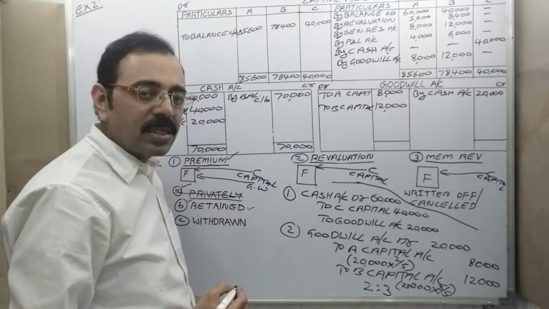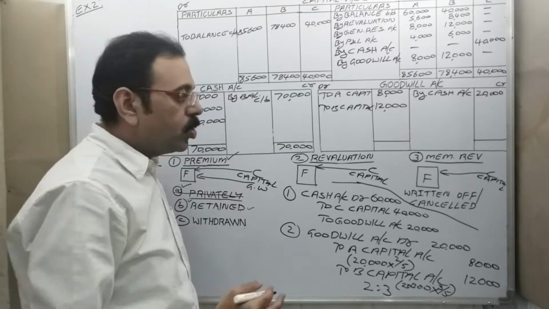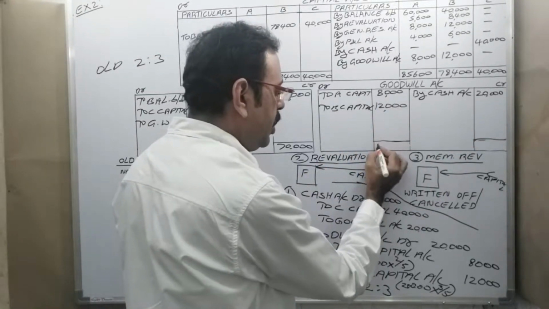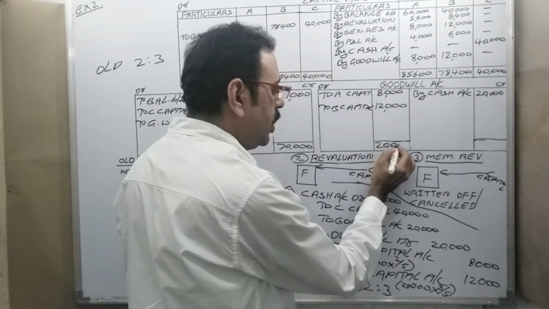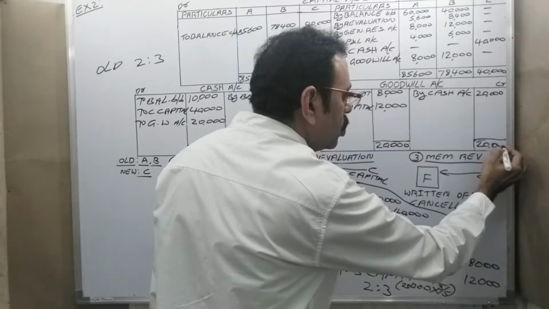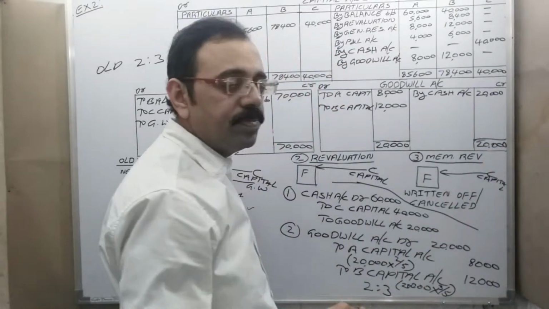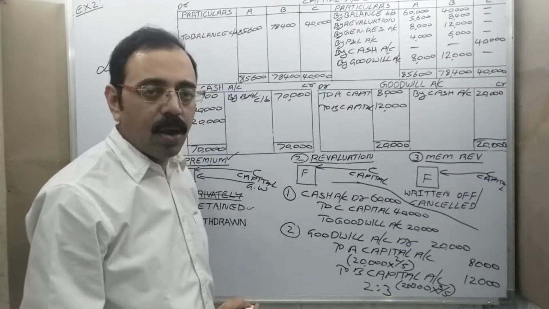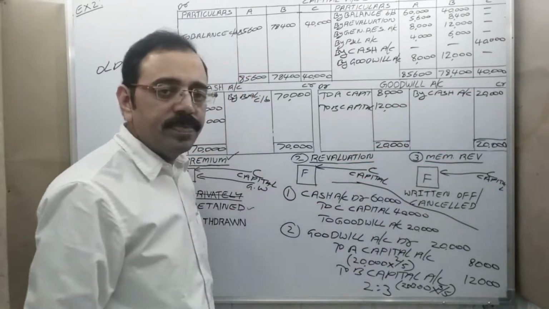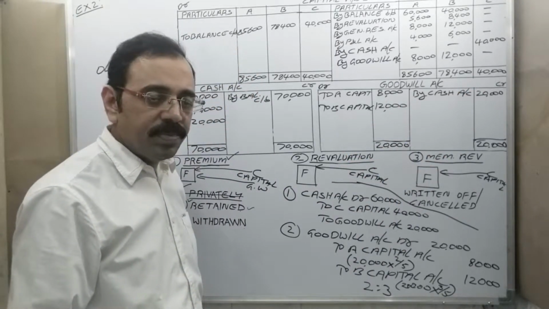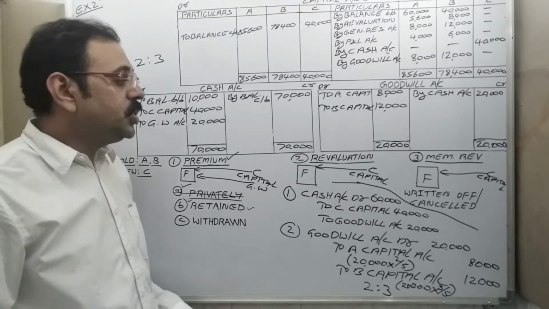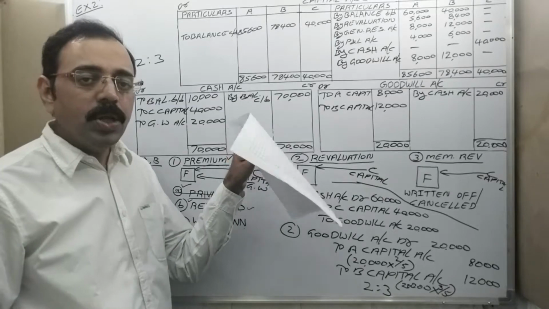Is there any balance carried down? No. Goodwill account is closed. Debit side total is 20,000 rupees and credit side also 20,000. There is no balance carried down. Means what? Account is closed. Goodwill account is closed. Then this is your example 2.